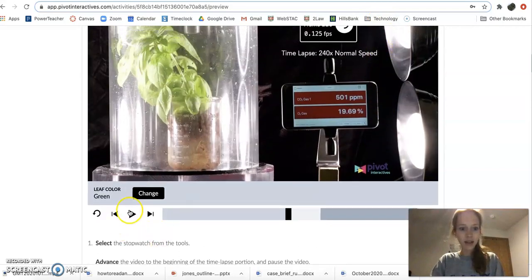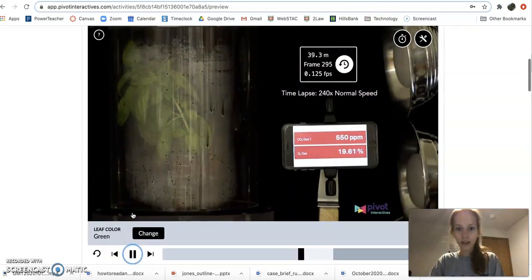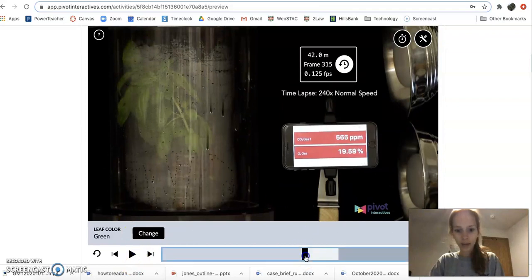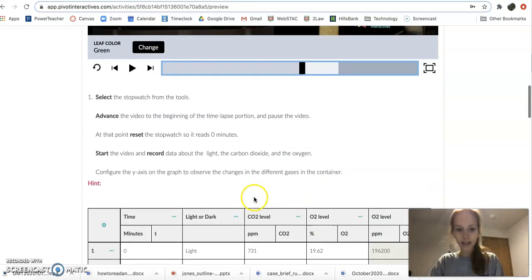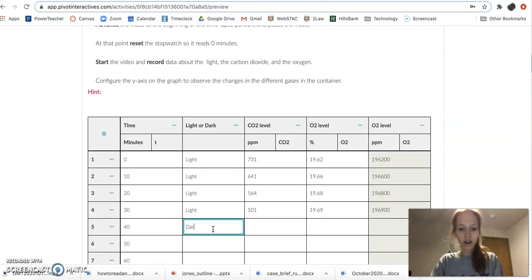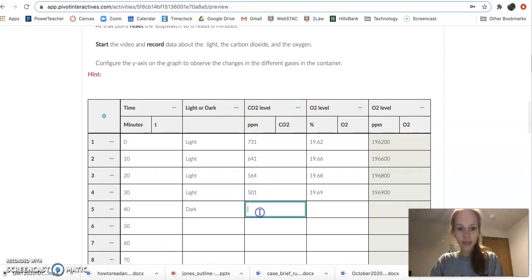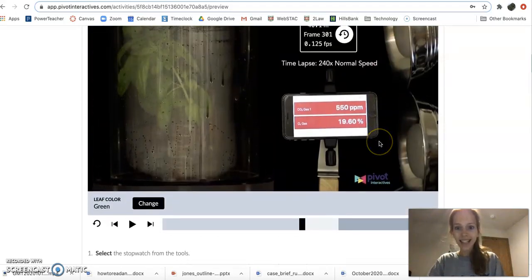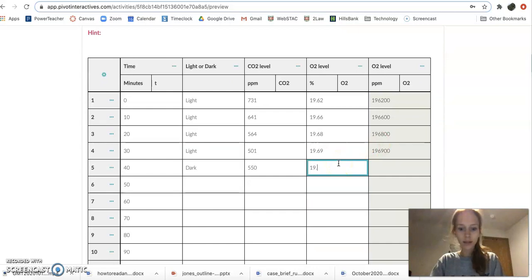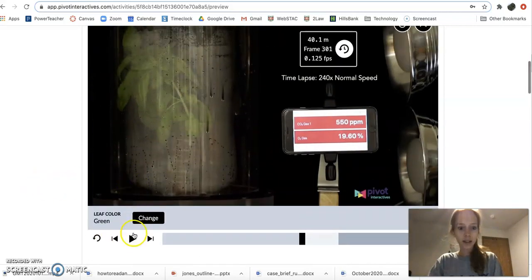All right, I'm doing it again. Play. Oh, it's dark. I overshot. I'm going to go back. There we go. Okay, so now at 40.1, it is dark, so I need to make sure I record that. It is dark now. I've got 550 ppm for my CO2 level. And my O2 level is 19.60 to be precise.